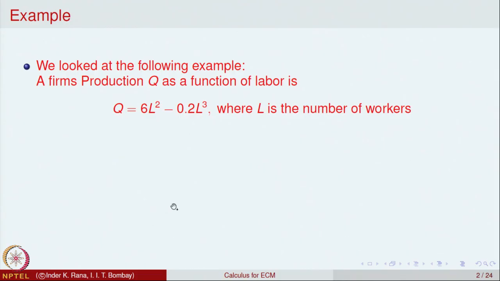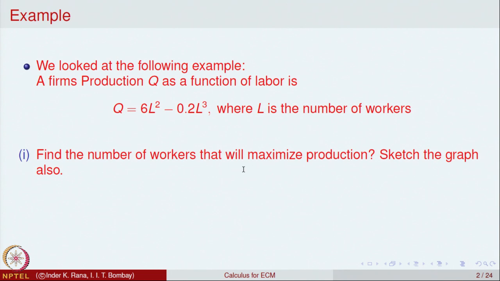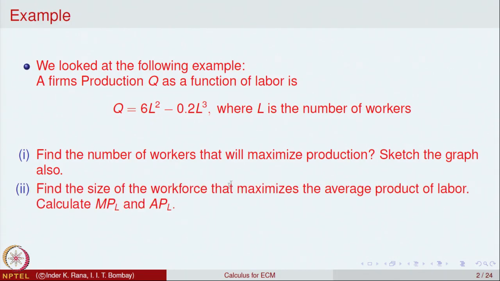The example is a firm's production Q as a function of labor. The production is Q and depends on the labor. The relationship is given by Q equals 6 L square minus 0.2 L cube, where L is the number of workers. What are we interested in? Find the number of workers that will maximize production and sketch the graph. Find the size of the workforce that maximizes the average product of labor, and calculate the marginal product of labor and the average product of labor at that point.